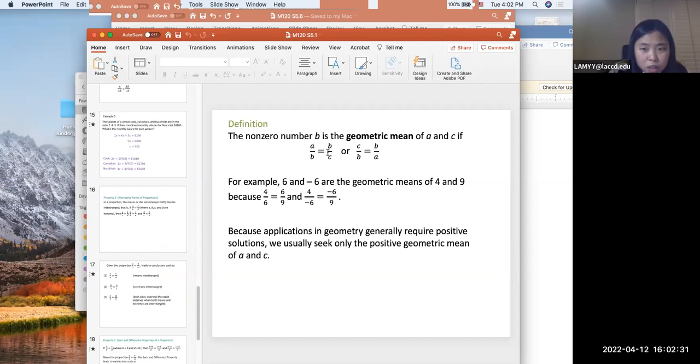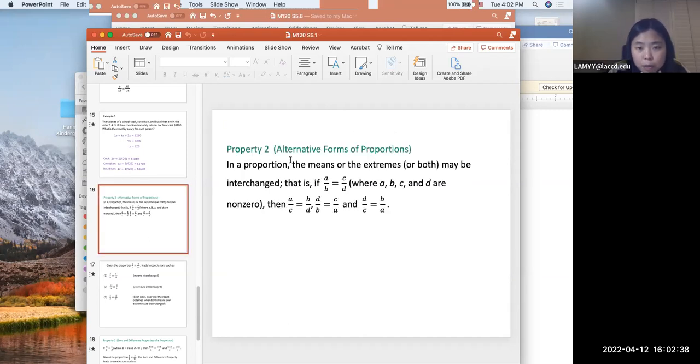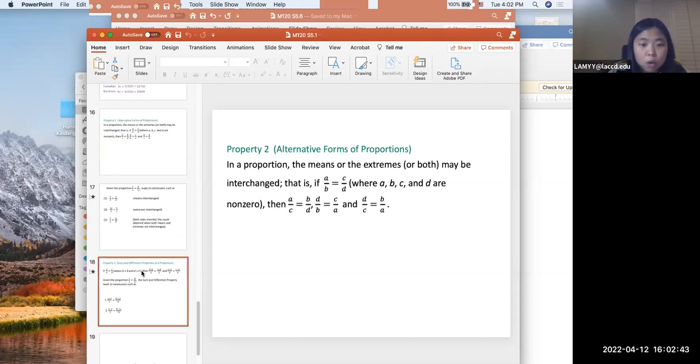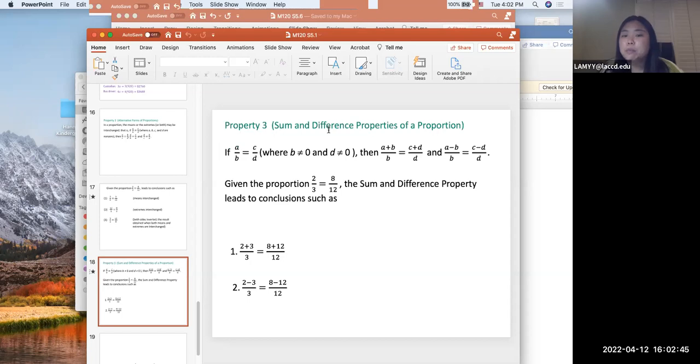We have this, A over B equal to B over C. This is just called the geometric mean. And then we have property 2, the alternative forms of proportions. Oh, here you go. Property 3, sum and difference properties of a proportion. Okay, we proved it, I think, in the lecture.